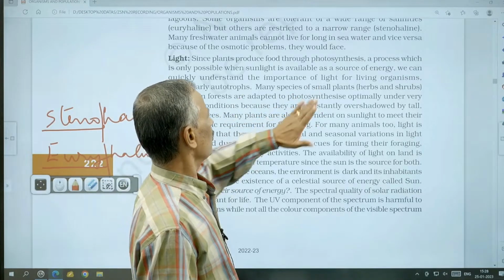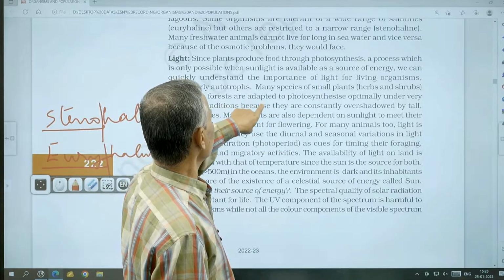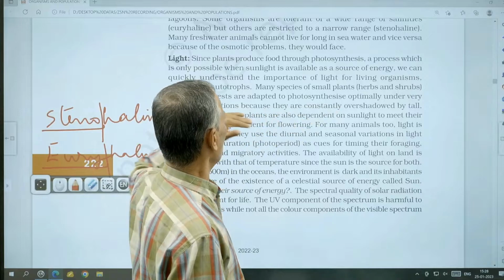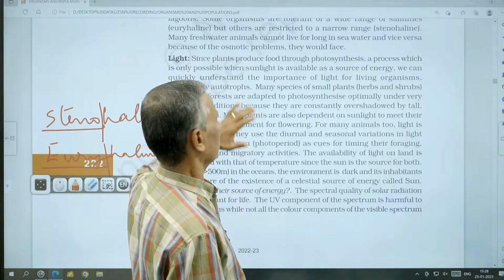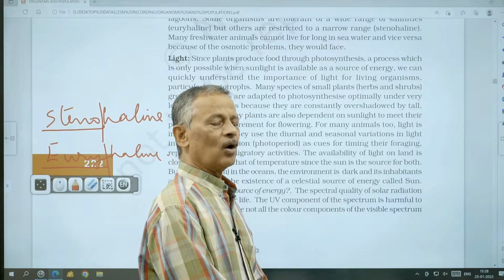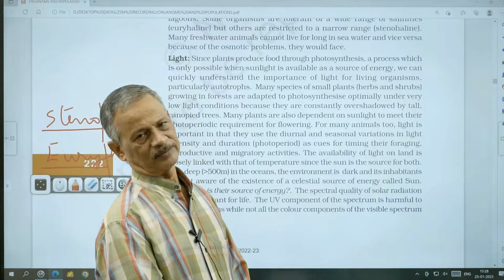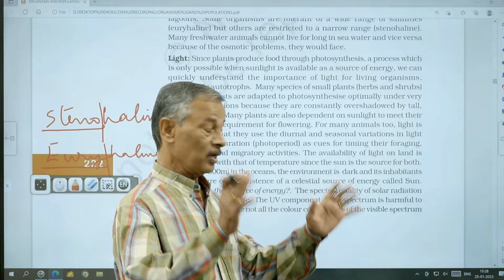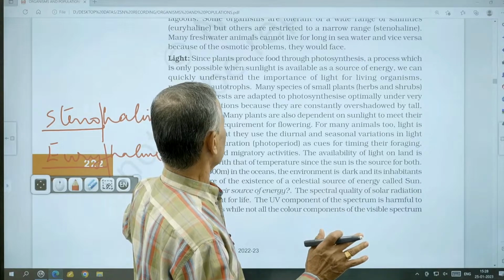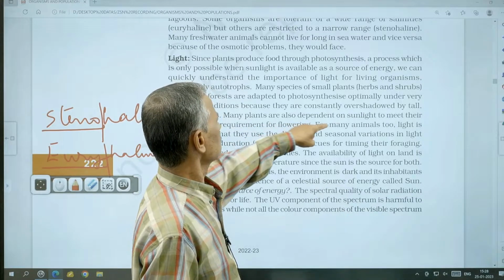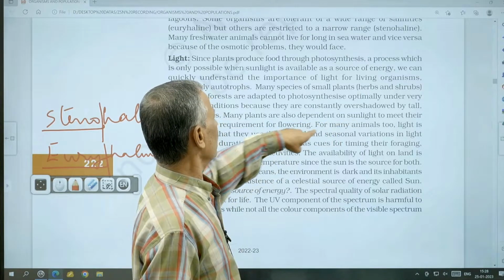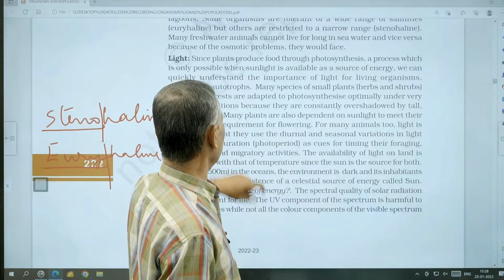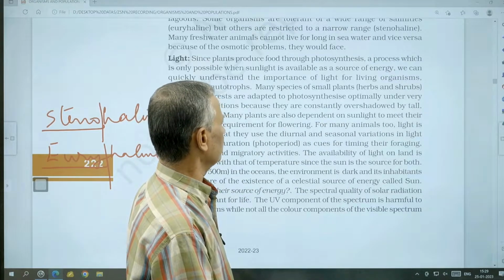Many species of plants growing in forests are adapted for photosynthetic optimum under low light conditions. They prefer only dim light, whereas others prefer very strong bright light. Many plants depend upon sunlight to meet their photoperiodic requirement of flowering.